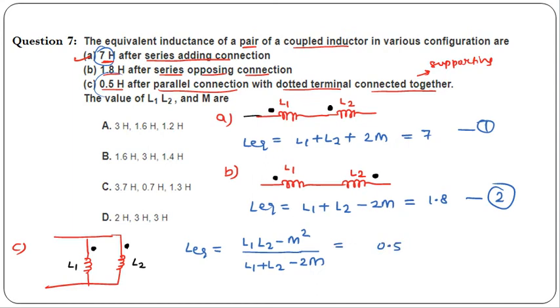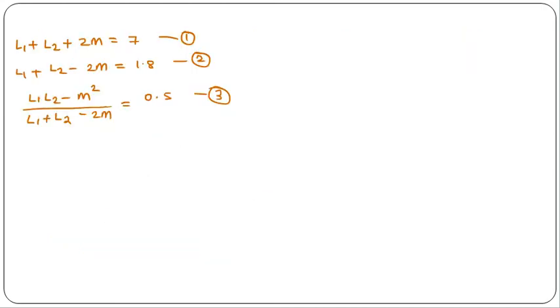Now we have three variables L1, L2 and M, and we have three equations. After solving equations 1, 2 and 3, we can easily obtain the values of L1, L2 and M, which is asked in the question. Using equations 1 and 2 we can easily find the value of M, because अगर हम equation 1 में से equation 2 को subtract करें, then L1 and L2 will get cancelled out, and we will get the value of M. OK, so now let us use equations 1 and 2.